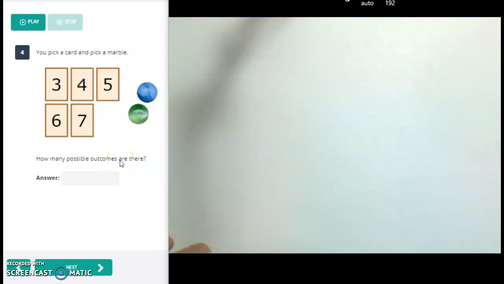Okay, guys, I'm going to go over some of the most commonly missed problems from your Edge Elastics Unit 6, Week 2. I'm starting with the Edge Elastic on determining sample space, and this is number 4.